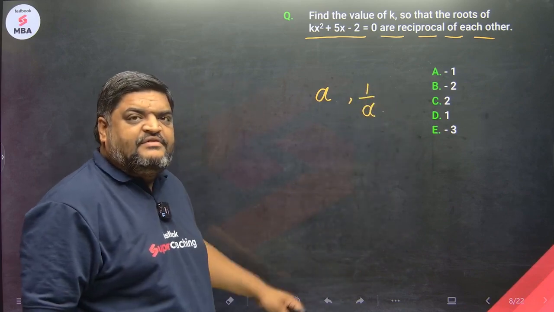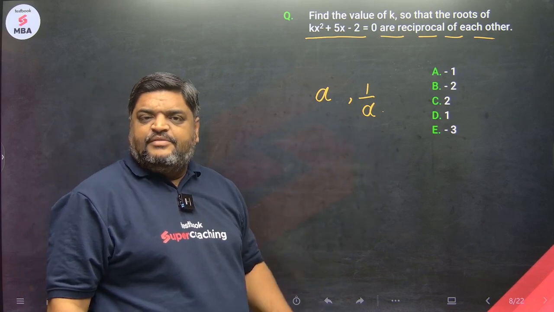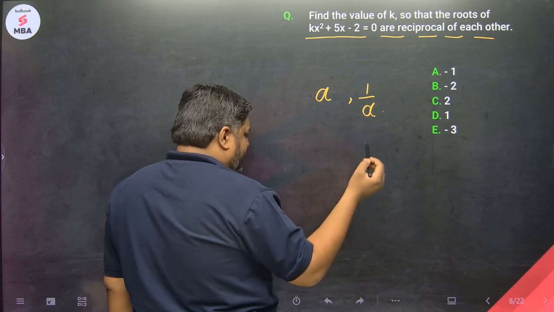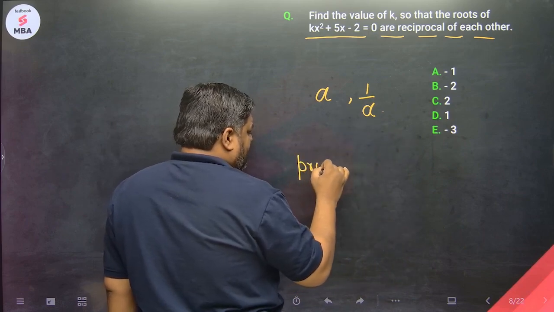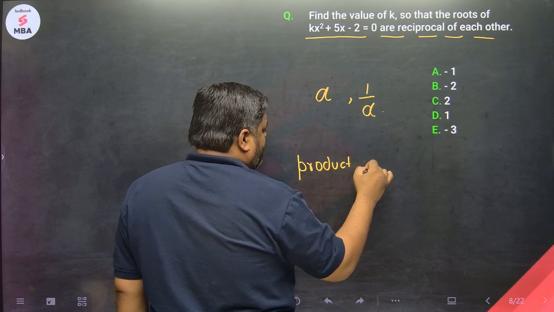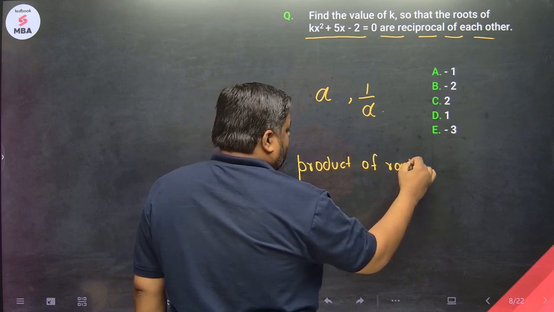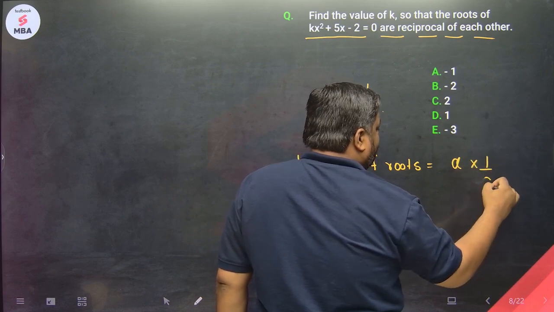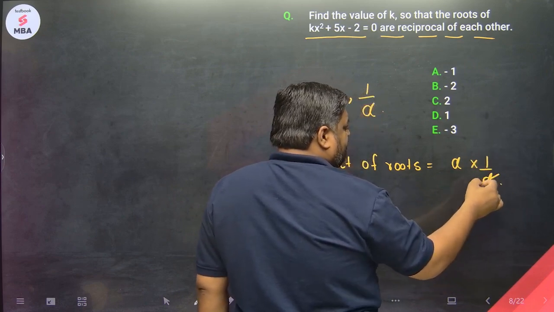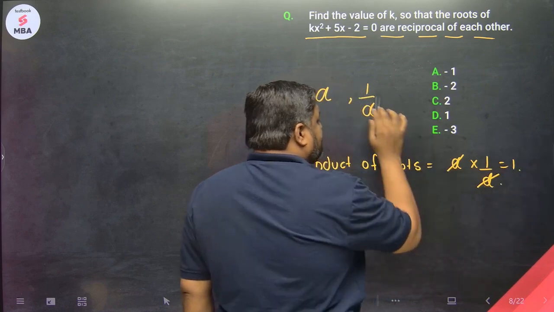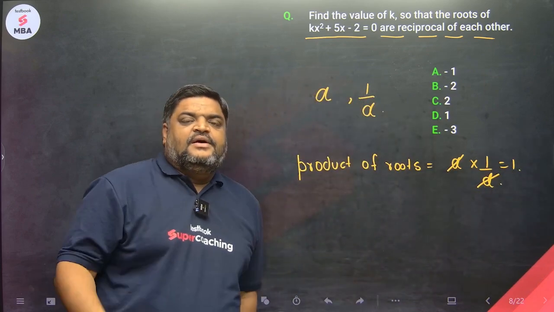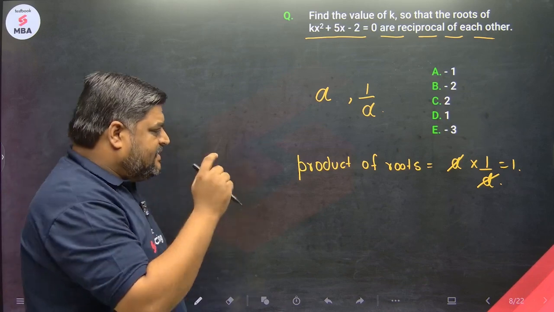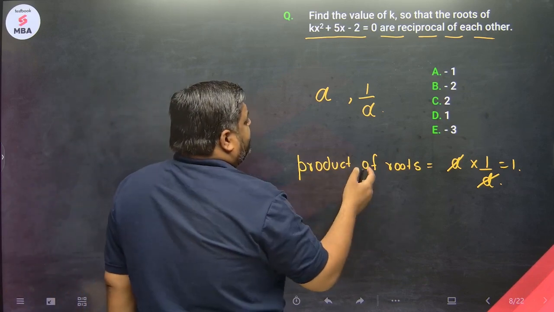If one of the roots is alpha, the second would be 1 by alpha. And now if we try to find out the product of roots, that would be alpha into 1 by alpha. We are trying to find out this. So this cancels out to 1, because the roots are reciprocal to each other. Alpha into 1 by alpha gets cancelled out for 1. Sorted. The product of roots is 1.